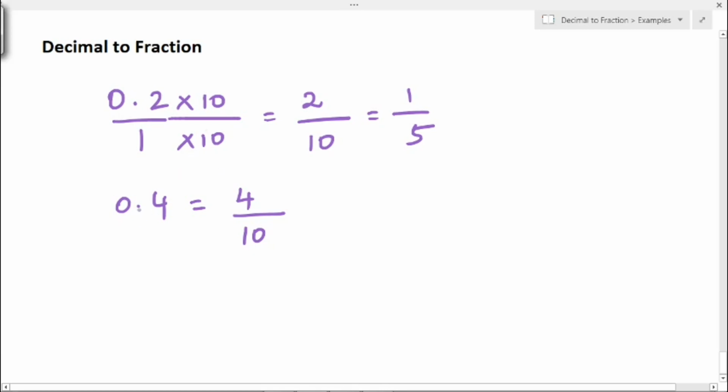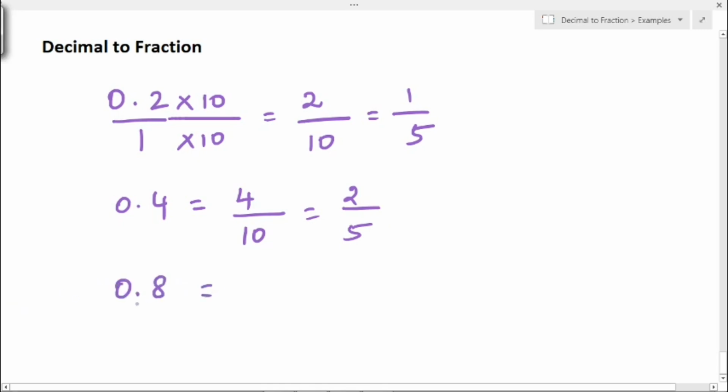Here, after the decimal point we have only one number, so we have to divide by 10 and write the value 4 in the numerator. So the answer is 4 divided by 10. If you simplify, you will get 2 divided by 5, because 4 divided by 2 is 2 and 10 divided by 2 is 5. So this is an easy way of solving the problem.